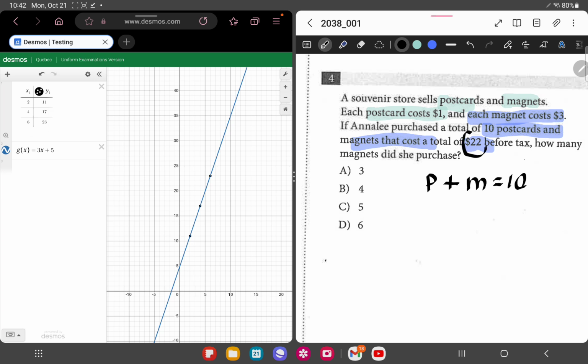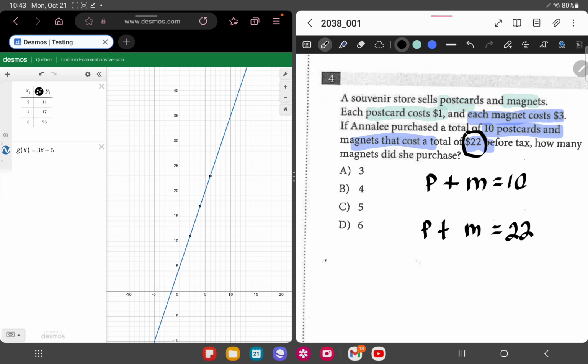Now, how many dollars are we going to be spending? 22. So that's going to be my total at the end of the second equation. But I'm going to have to go ahead and find my variables for each. We already have them. So P plus M is going to equal 22.